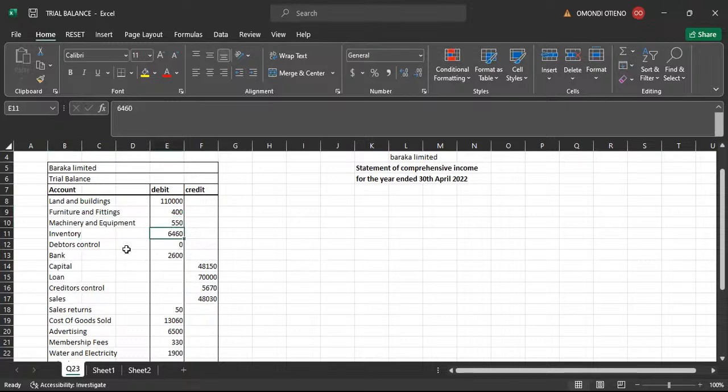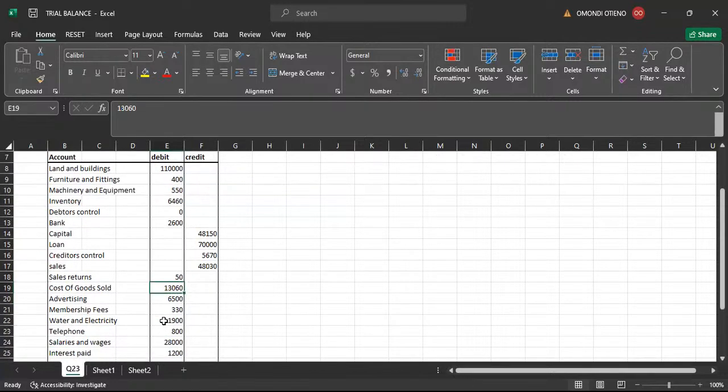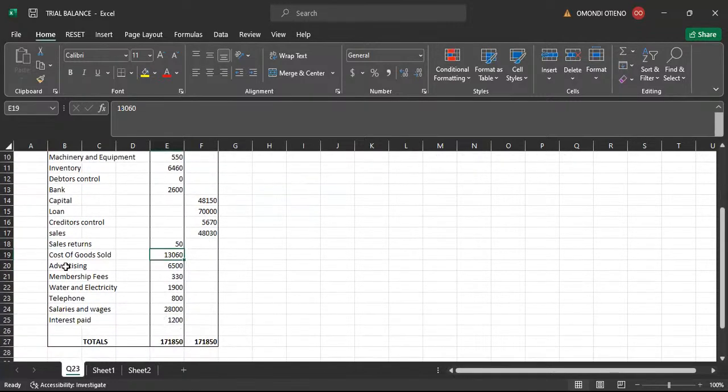Inventory is a current asset. Debtors control, that is the debtors. Bank, current asset. Capital is equity item, so we have it there. Loan, that is a long-term liability. Creditors control, that's a current liability. Sales, that's a revenue or income item. We have sales returns. Yes, we sold goods, but customers have returned back some goods to us. Cost of goods sold, we have it there. So once we have cost of goods sold, they have not given us purchases. So it means they have already worked out the purchases.